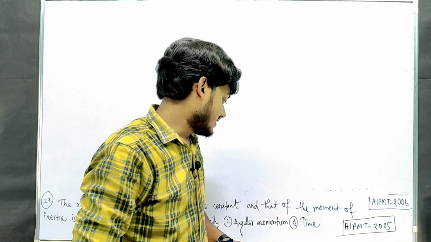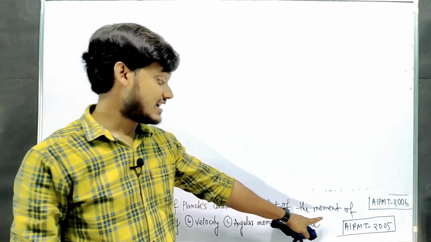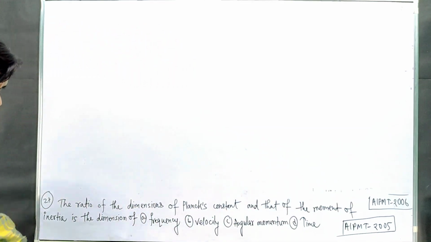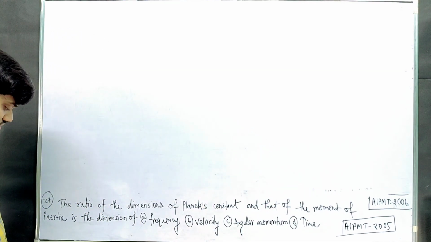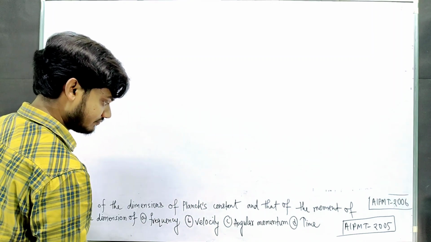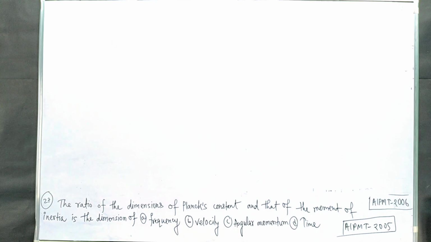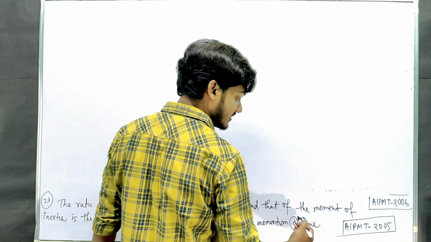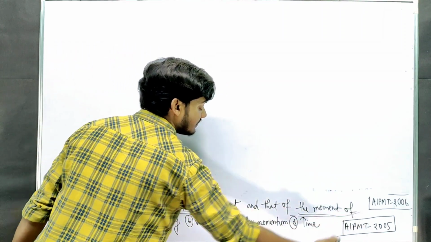Bengali, sorry. Last question here, 27. The ratio of the dimensions of Planck's constant and that of the moment of inertia. Okay, just the ratio of the dimensions of Planck's constant and moment of inertia. We have to find the Planck's constant and moment of inertia ratio.